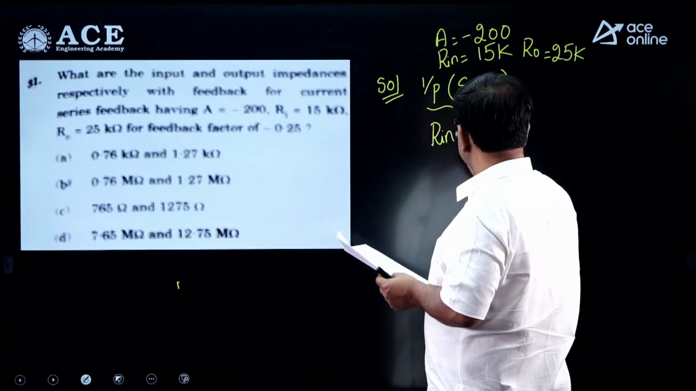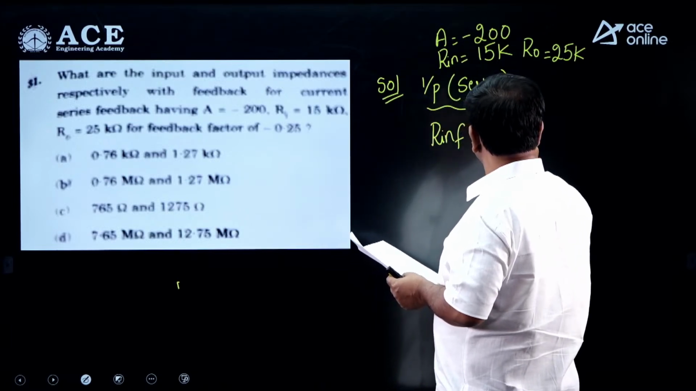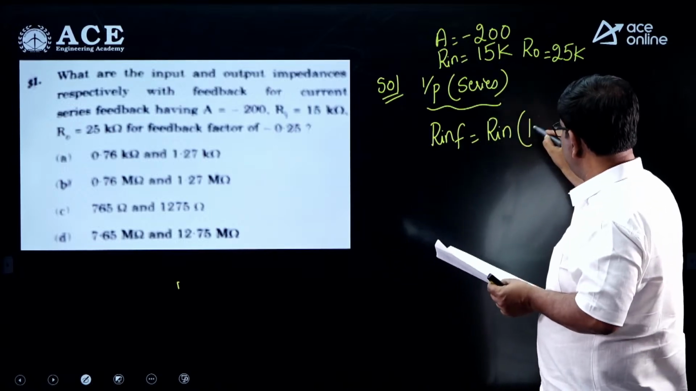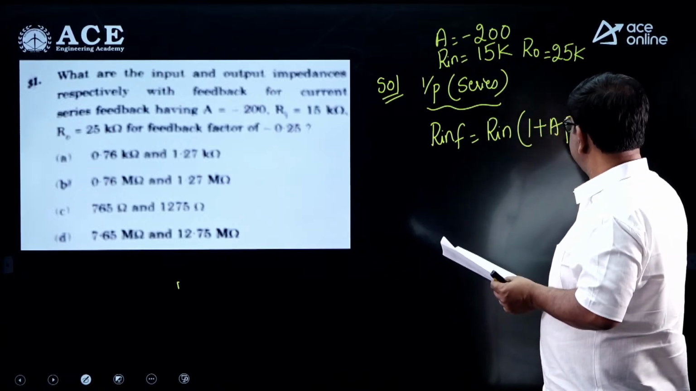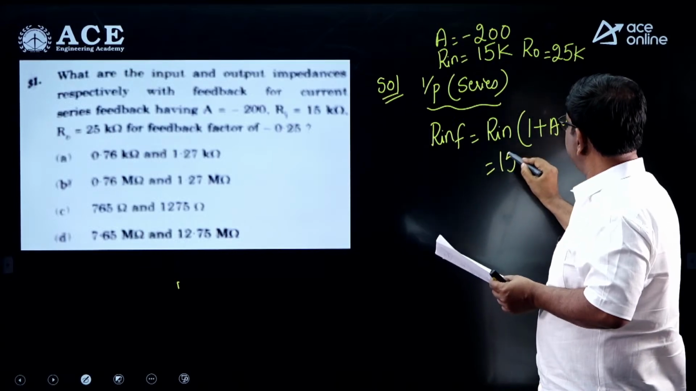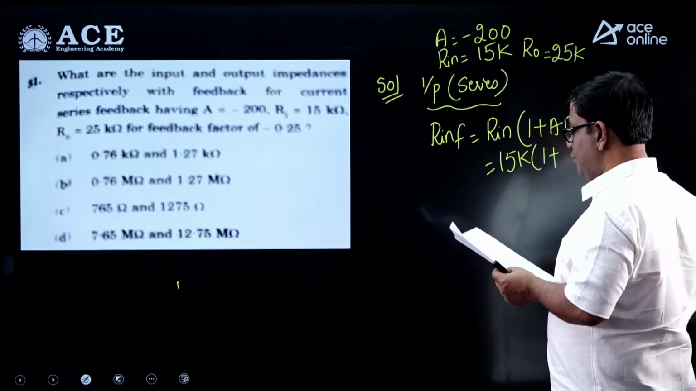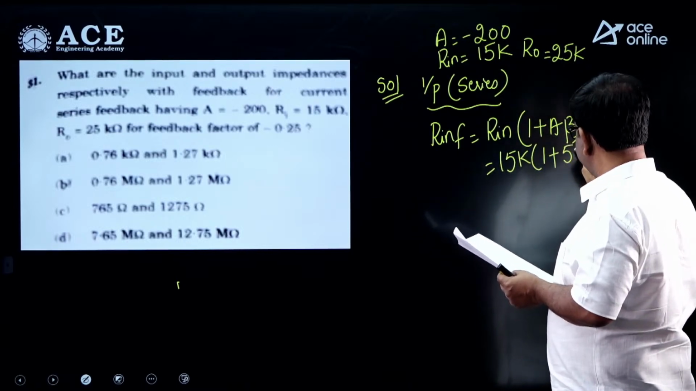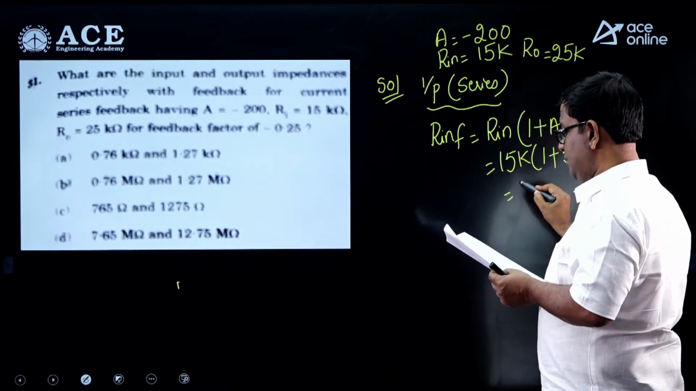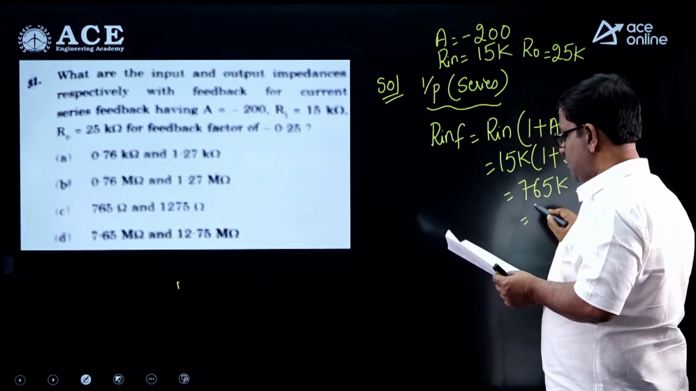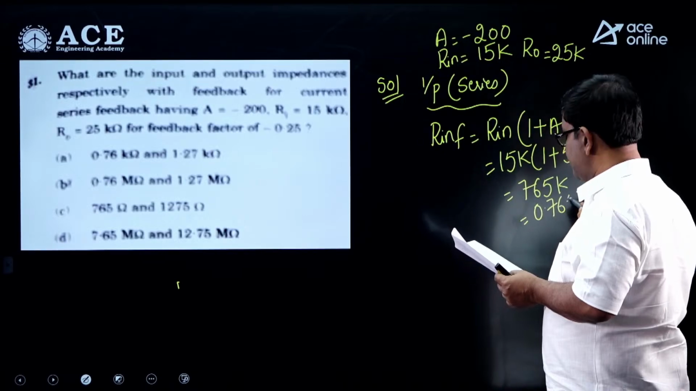So the input resistance with feedback in series is the input resistance of the basic amplifier multiplied by 1 plus A beta. So it is 15K into 1 plus 200 into 0.25, which is 50. So this is going to be around 765K or 0.765 mega.